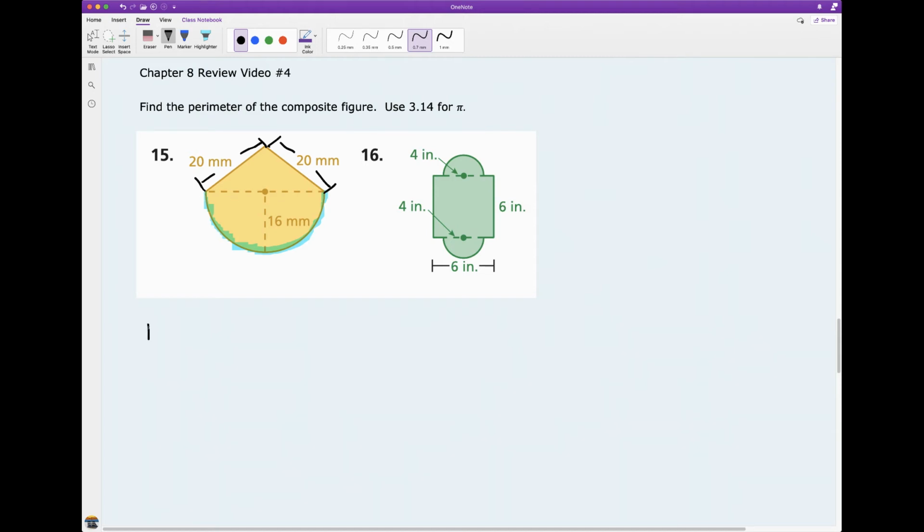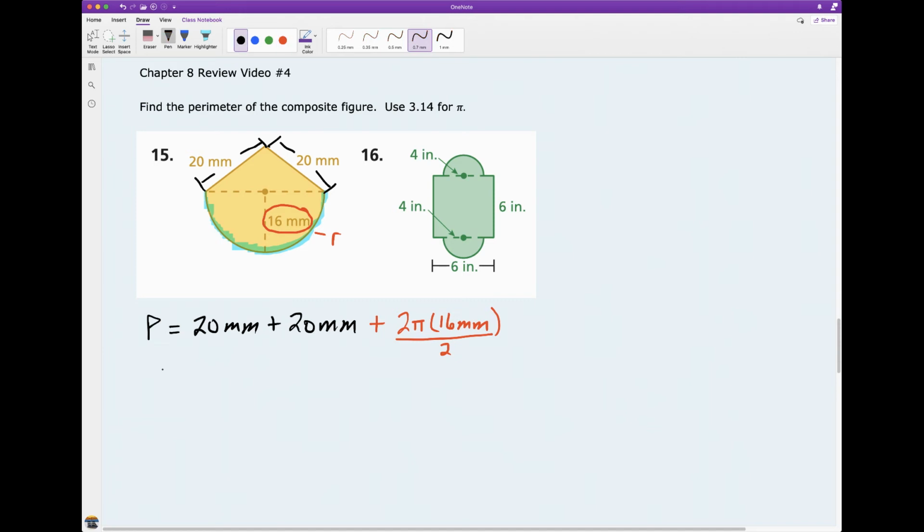So right now my perimeter is 20 millimeters plus 20 millimeters, and then I need to add half the circumference of a circle, and a circle has a radius of 16 millimeters. So I need to take 2 times pi times my radius, which is 16 millimeters, and I need to divide that by 2. So this gives me half the circumference in red, and then the numbers in black are those other two distances.